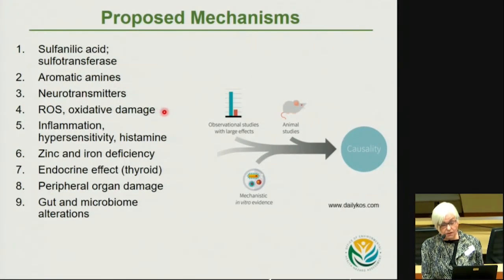Probably the most common current mechanism under investigation in food dyes is oxidative damage due to reactive oxygen species that are produced with metabolism of the dyes. And then there's the issue of inflammation, hypersensitivity, and histamine production with dyes, a very interesting area in which there's quite a bit of in vitro data that could be folded into the human studies.